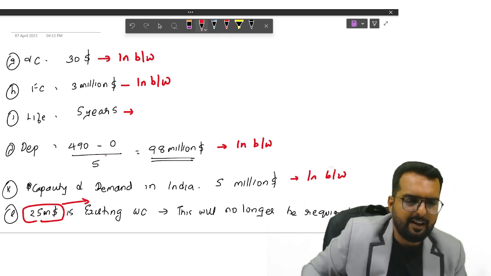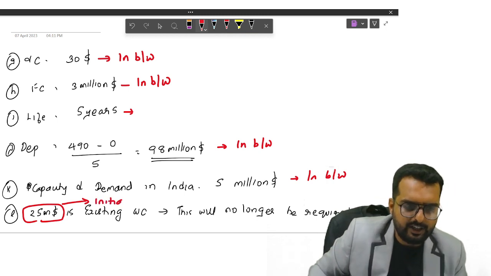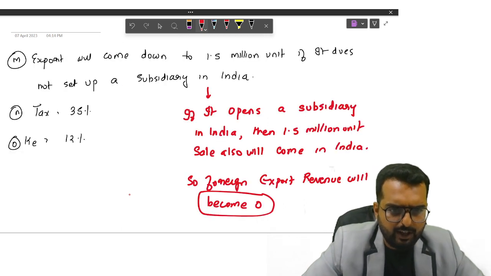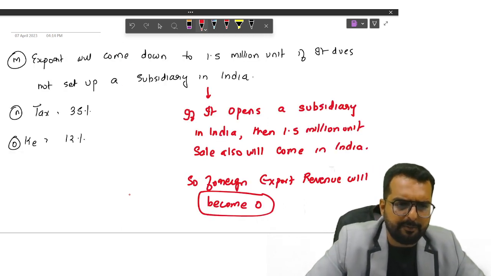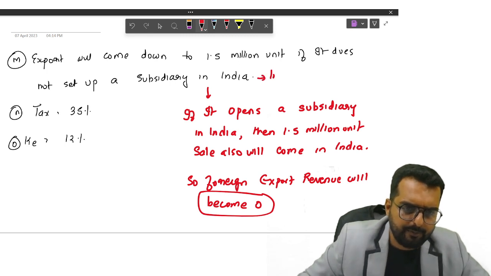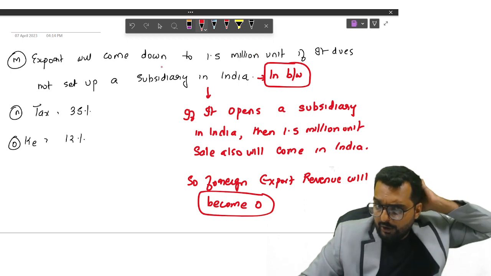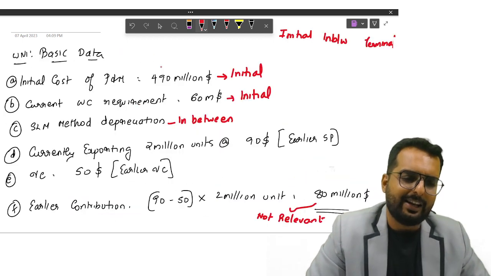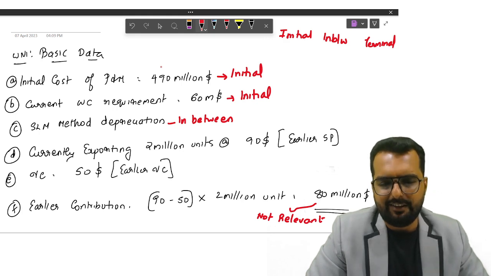Starting only, sir. Initial. Exactly. This will be your initial inflow. It will be your initial inflow. Alright. What about this 1.5 million opportunity cost? This will be in between, because every year you are going to lose 1.5 million dollars. Okay. Once you categorize this, then the calculation is very easy, friends.